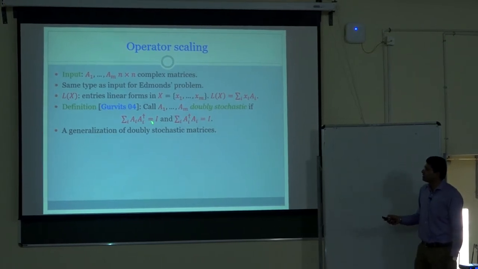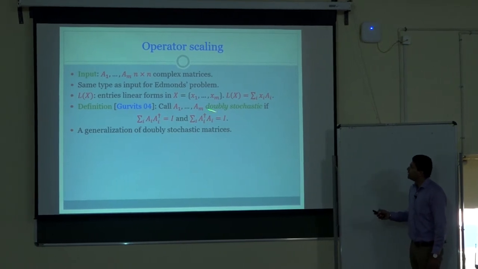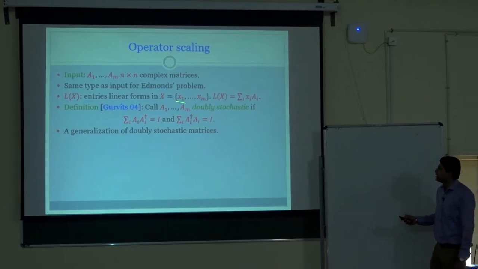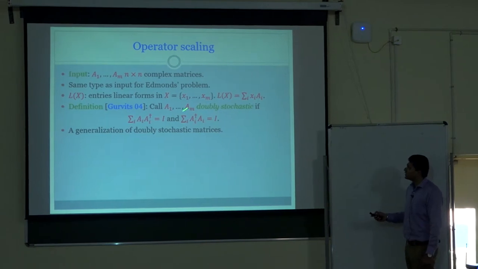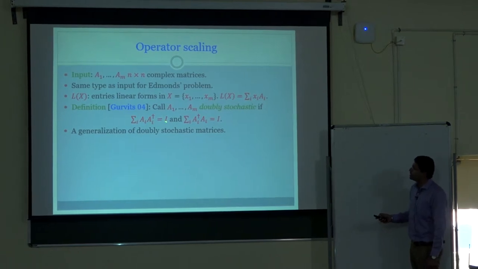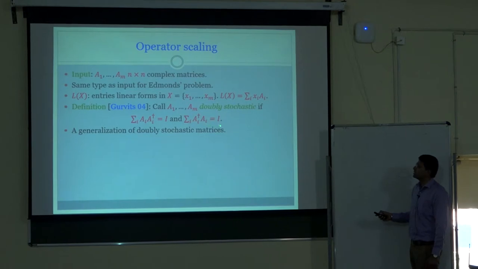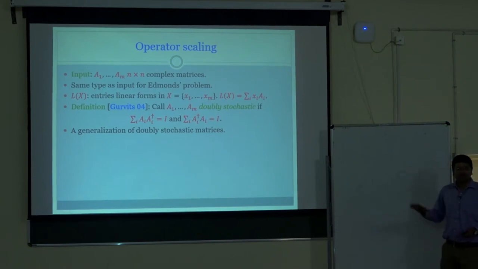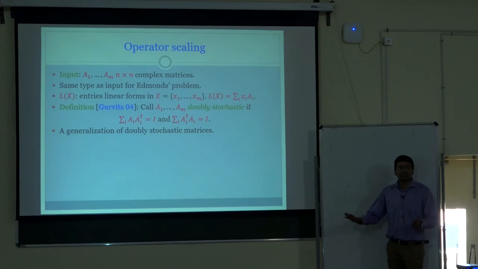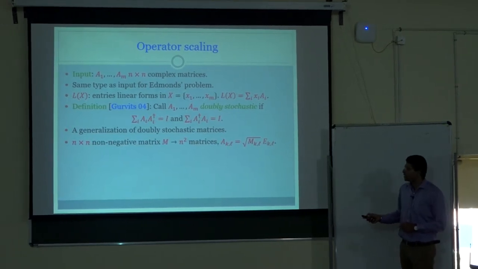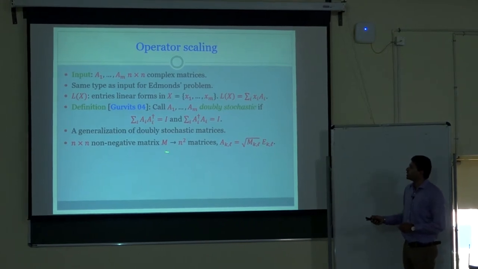So Gurvits defined this crazy definition of a tuple of matrices to be doubly stochastic. This is some generalization of a single matrix being doubly stochastic. He defined a tuple of matrices to be doubly stochastic if the sums of these outer products are all identity. So the sum over i of Ai Ai conjugate transpose is identity, and the sum over i of Ai conjugate transpose Ai is identity. This is some generalization of row and column sums being all one. This is actually very similar to what Jack Moore was saying, you move from the stochastic to the quantum set. That's what is happening here. It's called operator scaling because there's a connection to quantum operators. So this is a generalization of doubly stochastic matrices.